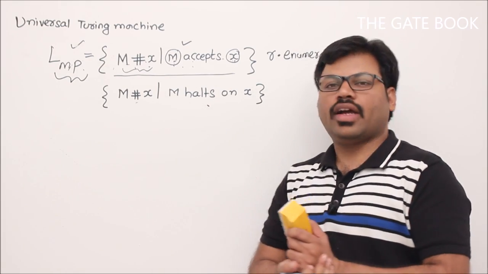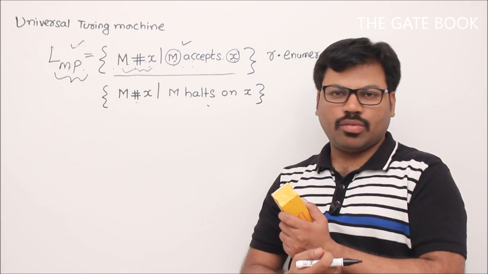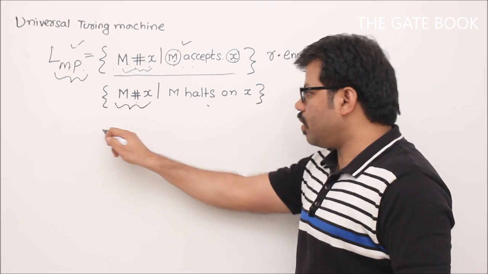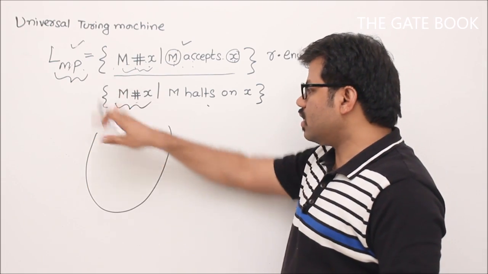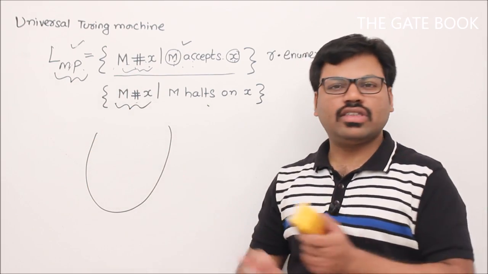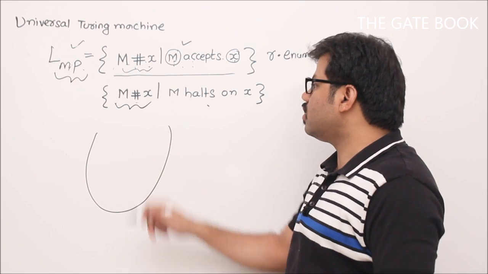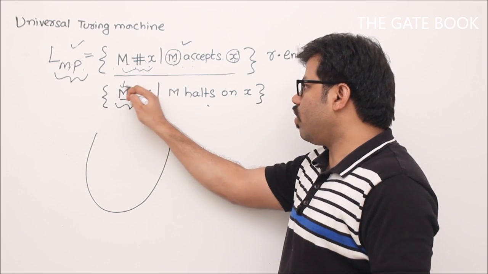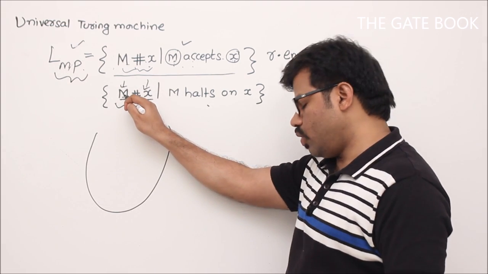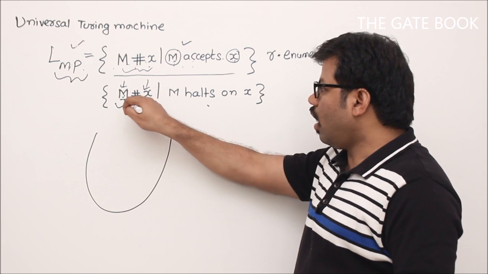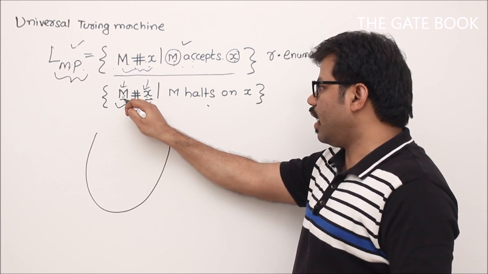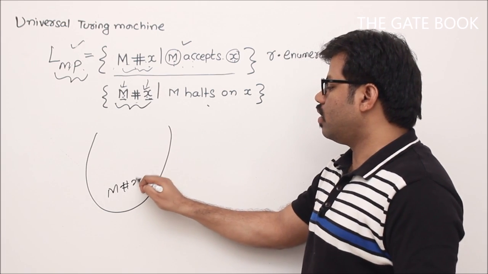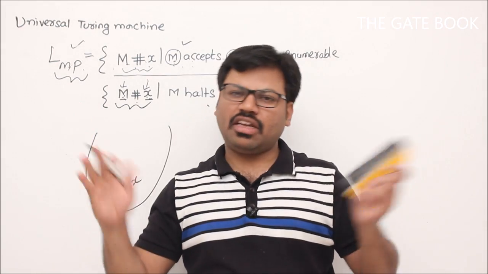Understand this problem and check whether it is recursively enumerable or not. What is the problem? First of all, I explain the language here. This language is nothing but a collection of strings. Any language is a collection of strings. What kind of strings? If the pattern is treated as component 1 and component 2, and component 1 is a Turing machine and X is input, on input X, if the Turing machine M halts, then such M hash X you should collect. Try to understand. In the world there are infinite patterns, any pattern, right?